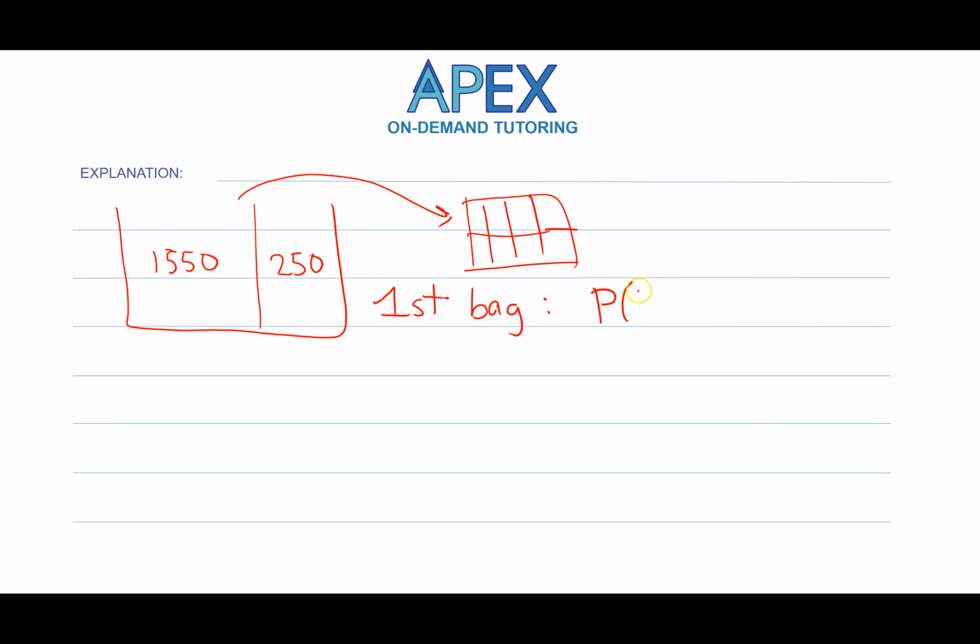So for example, for the first bag that I make, let's say I want to find the probability of 0 failures, or 0 bad pieces. I'm going to have to multiply the probability of getting a good piece the first time, which is 1,550 over 1,800, times the probability of getting a good piece the second time. Since I've gotten rid of a good piece, I only have 1,549.